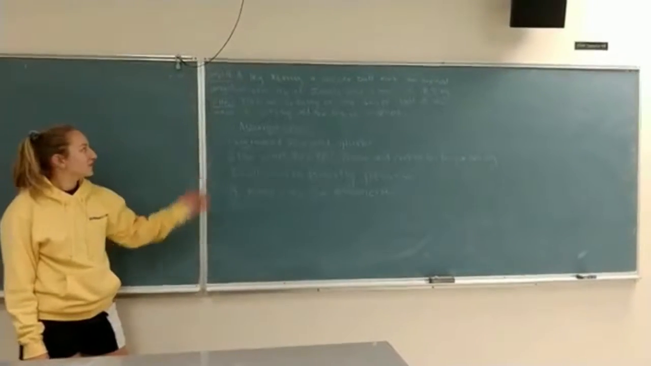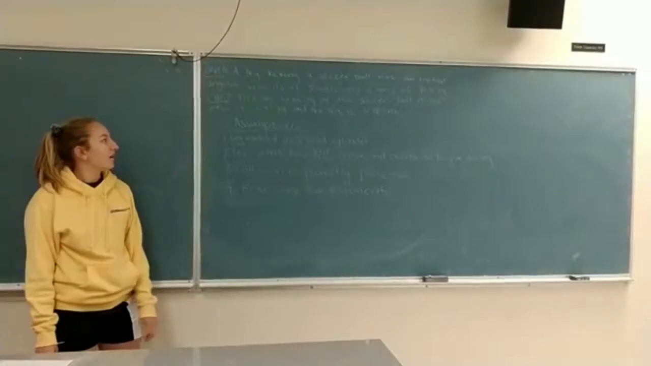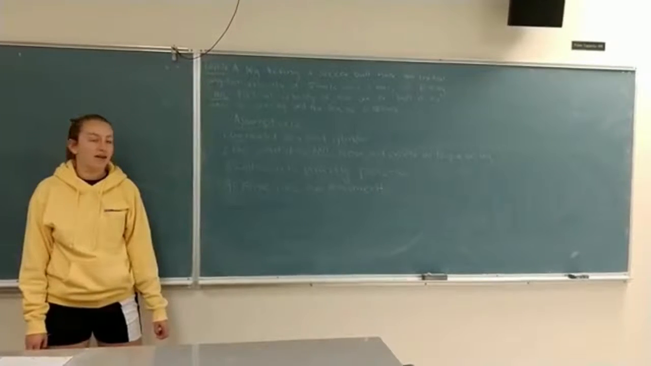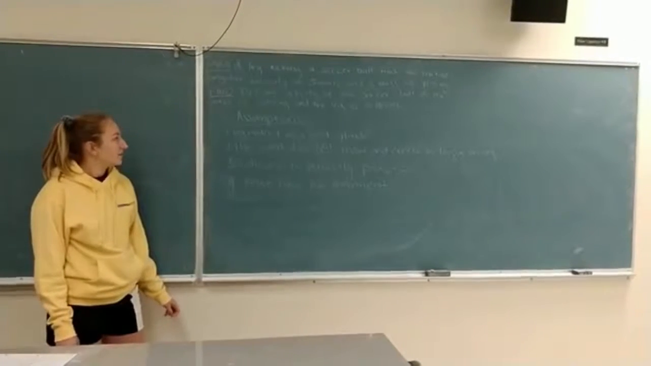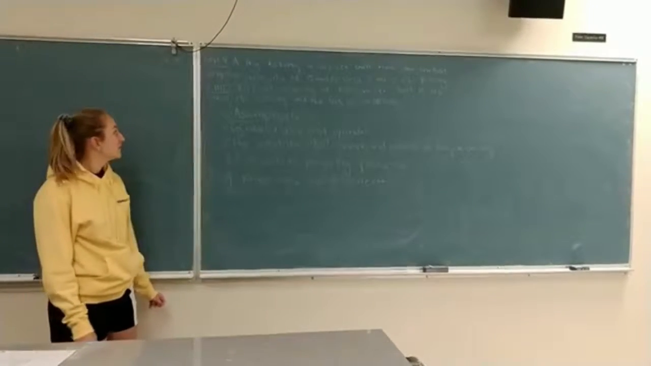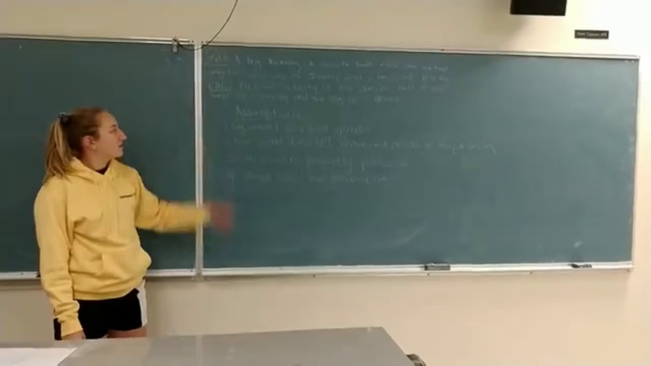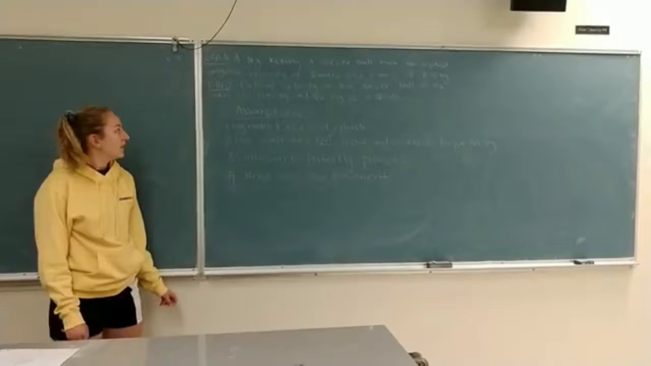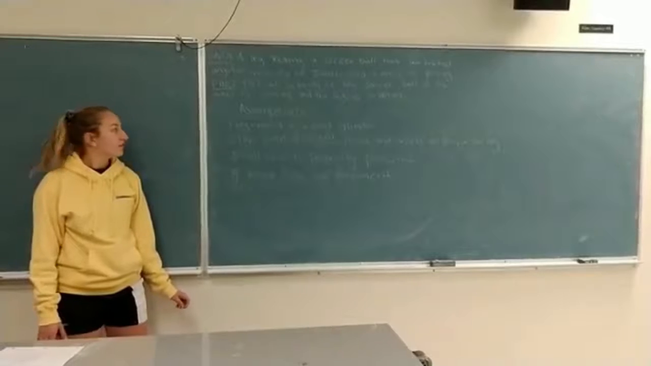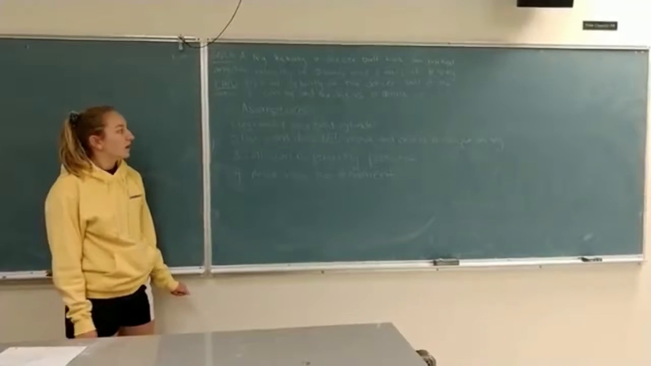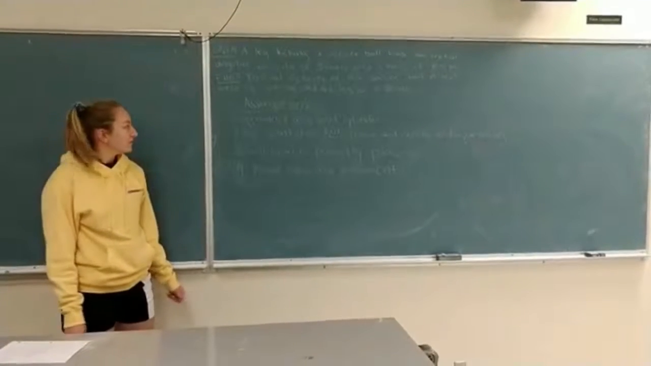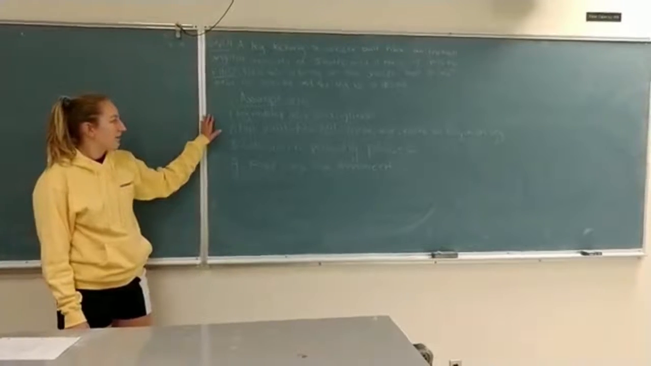So this is the problem statement. A leg kicking a soccer ball has an initial angular velocity of 5 radians per second, and it has a mass of 10.5 kilograms. So what we're trying to find right here is the final velocity of the soccer ball if the mass is 0.45 kilograms and the leg is 0.8128 meters. So these are the assumptions that we're going to have to make.